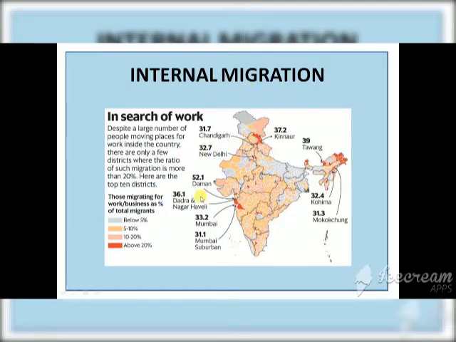So here you can see the migrants in search of work. This is another map which shows you the migrants for work or business, the total number of business, and all the shades here are showing the top 10, and the remaining, as you can see here, the light blue shade is for below 5%, then orange is from 5 to 10%, then the pink ones are for 10 to 20%, and these are the top 10 with dark brown. So this is the internal migration map.